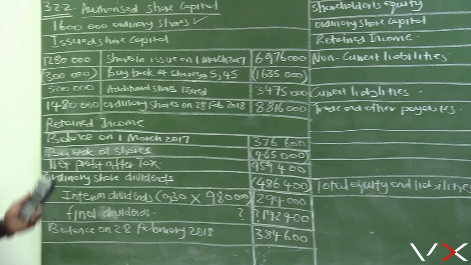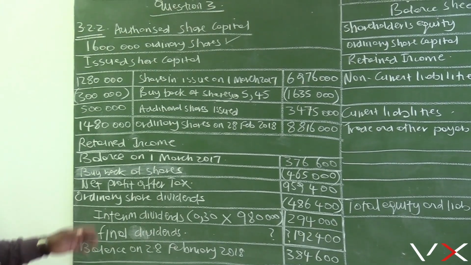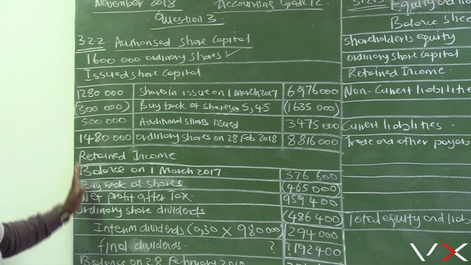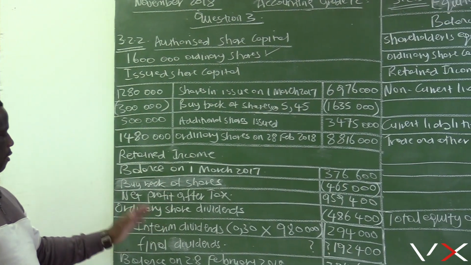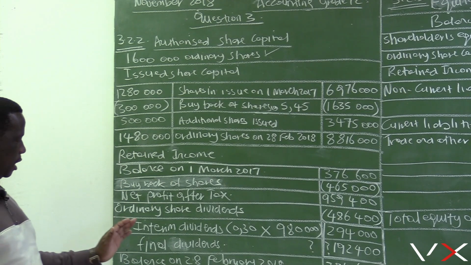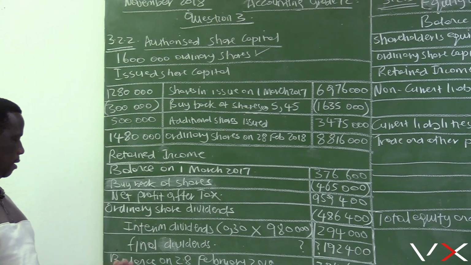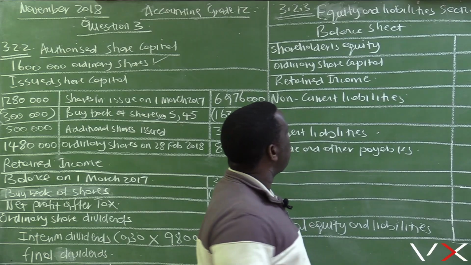So this then brings us to a conclusion of 3.2.2, where we were required to do the ordinary share capital note and the retained income note. It is very important for learners to note that this note does not change. It is always like this. You have a balance at the beginning, buyback of shares, net profits after tax, ordinary share dividends, which is made up of interim and final, and then you have the balance at the end.